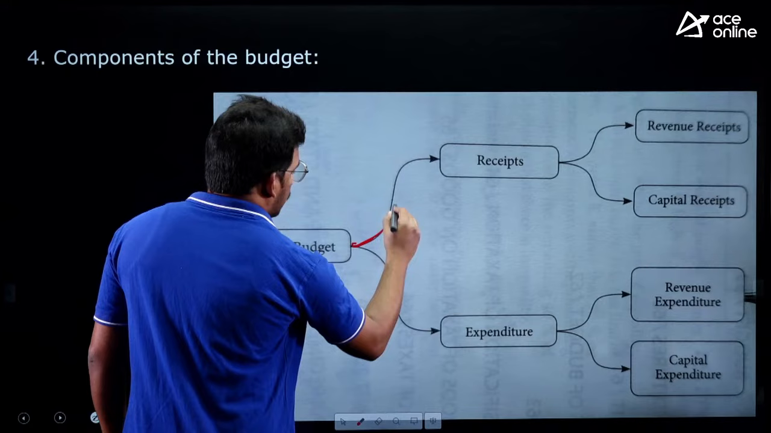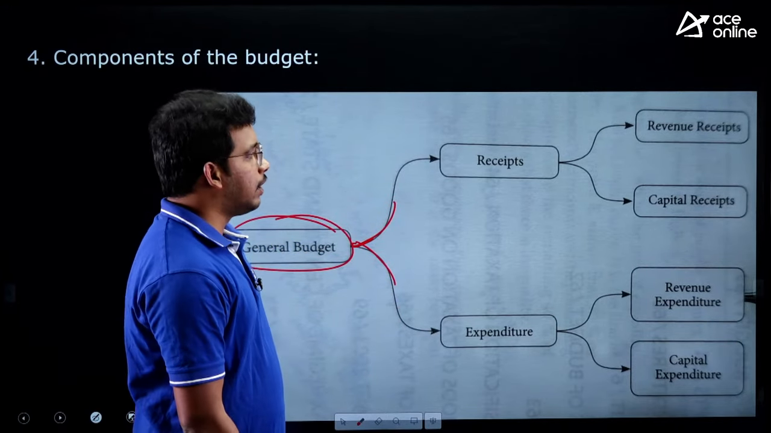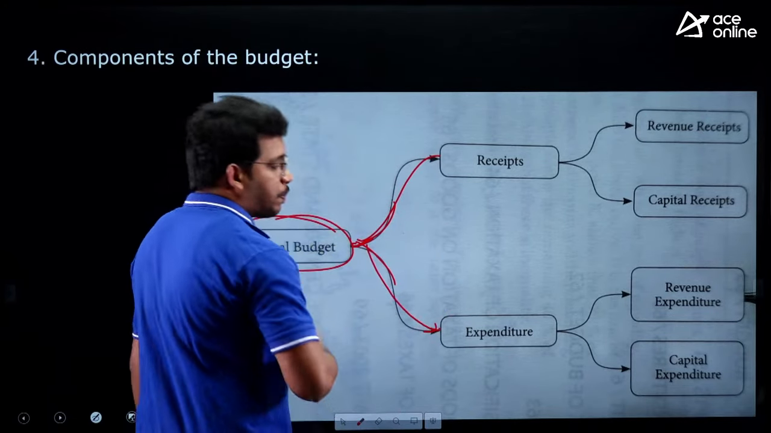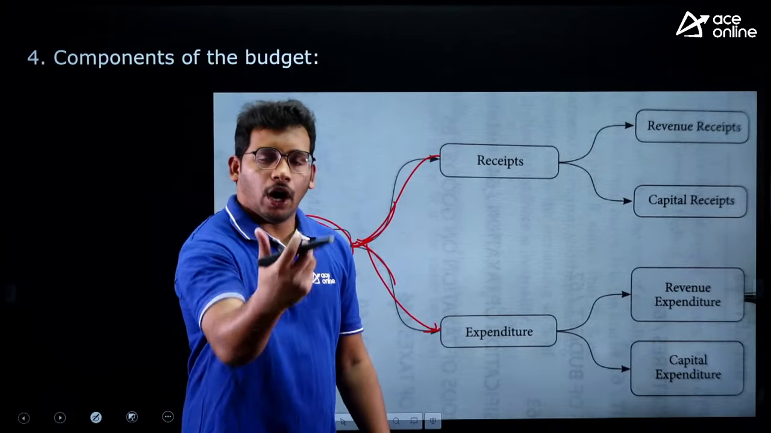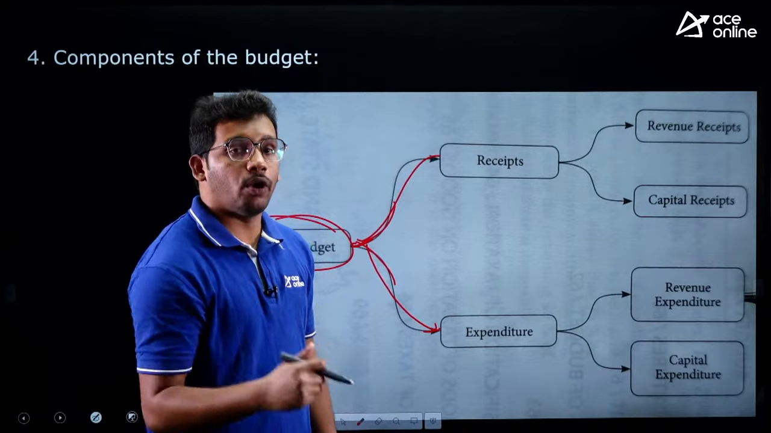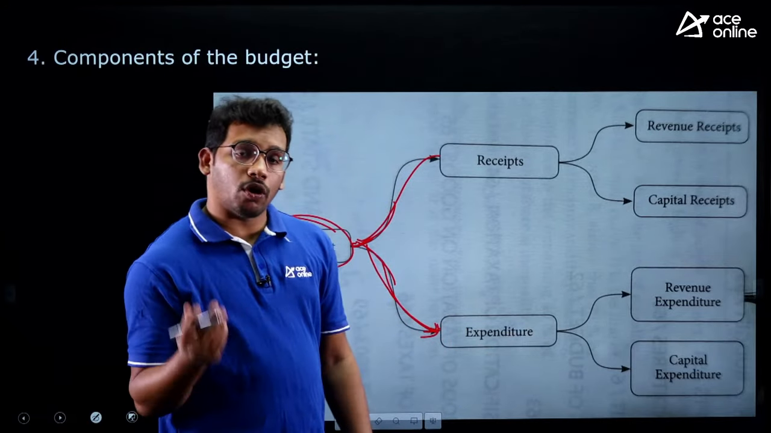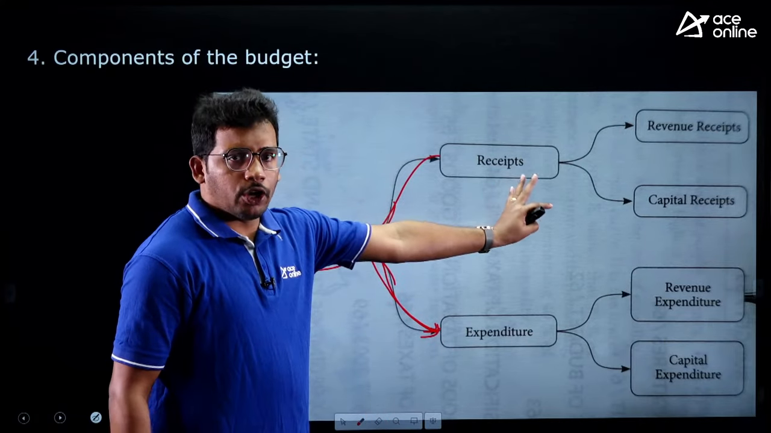So we have a general budget, which the government will provide. This is divided into receipts and expenditure. I will explain separately, don't worry. Receipts means how the money is coming towards the government, and expenditure means how the money flows from the government towards other activities. I hope this is clear.